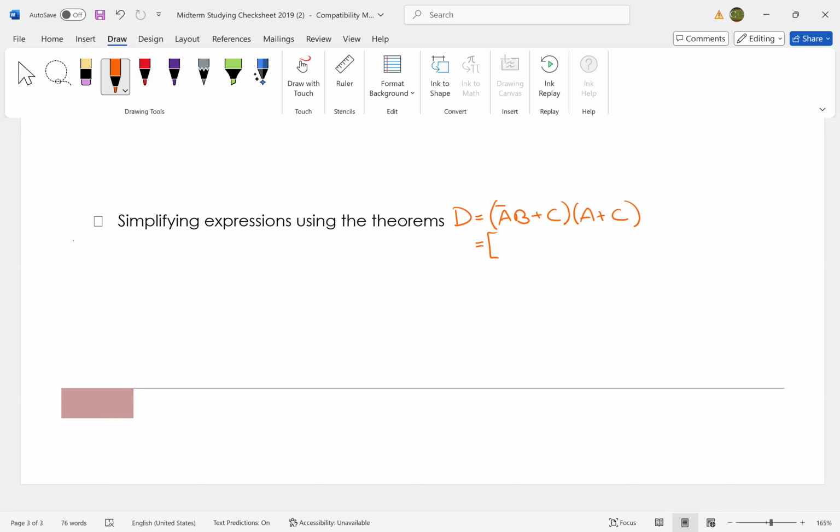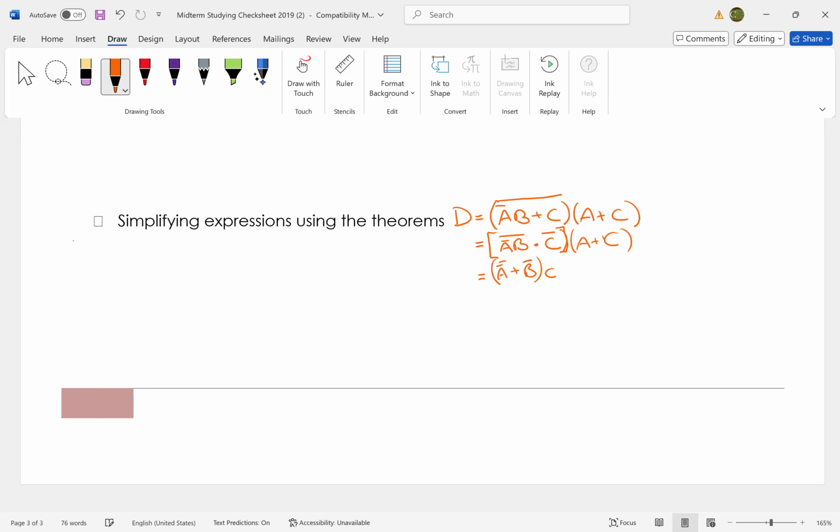Then, oh, and all inverted here. Then that's the same as A prime B ANDed with C, broke up that inversion. And A plus C goes along for the ride. I'm going to break that up again by changing the sign.